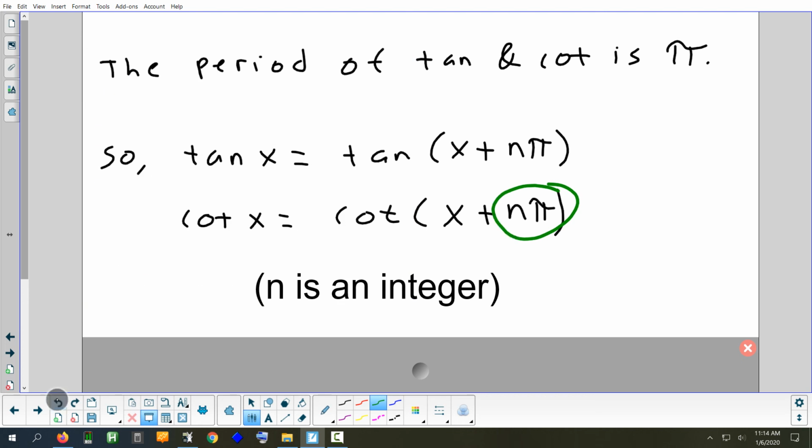If n is -2, it would be minus 2 pi. So if n is negative, that's how you get subtraction in there.